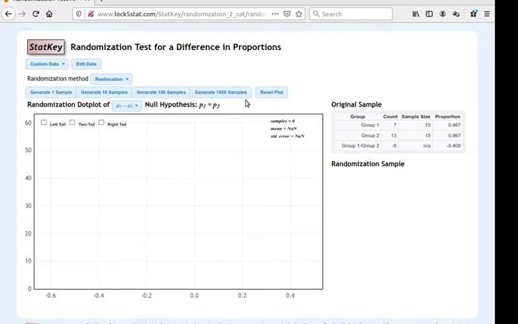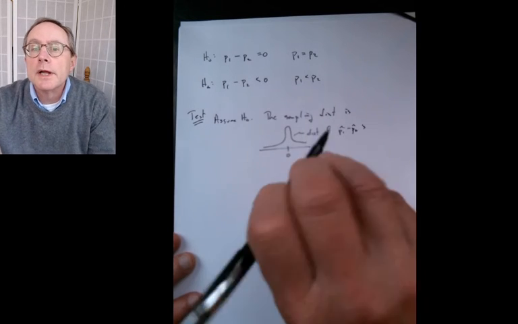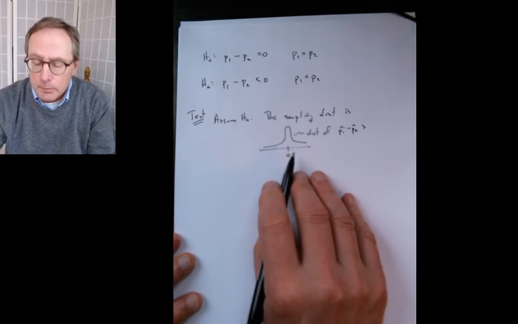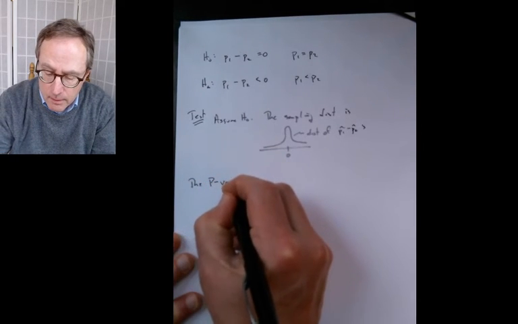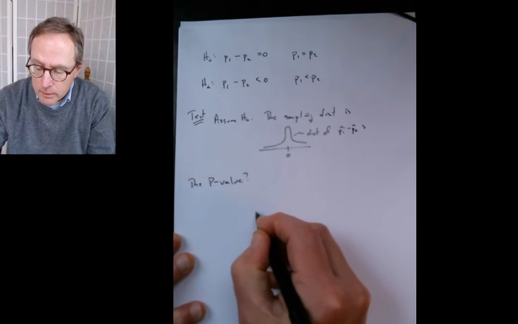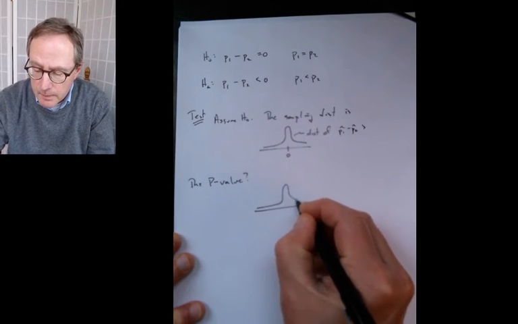Okay, so here we go. I'm going to generate 1,000 samples and see what the sampling distribution looks like. And it looks a lot like I sketched on the piece of paper. It's kind of a bell curve centered at 0. So going back to the piece of paper, I'm looking now to find what is the p-value.